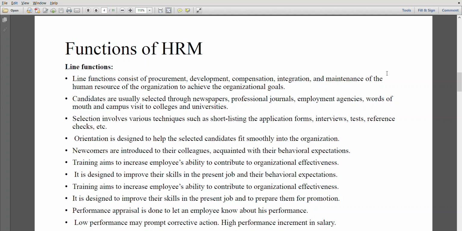So first is procurement or recruitment. Candidates are usually selected through newspapers, professional journals, employment agencies and word of mouth from various different colleges and universities.